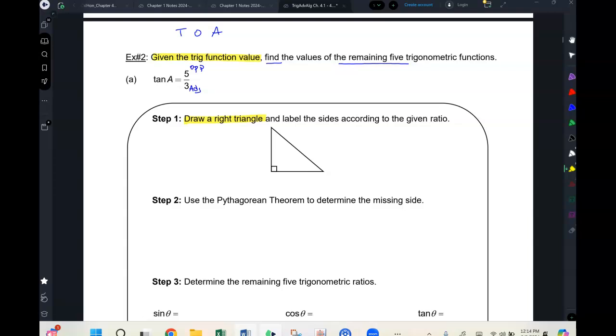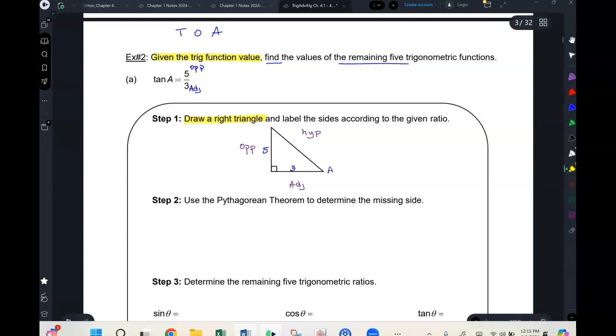So here's a right triangle. I'm going to make one angle A. It can't be the 90 degree. And of the other two, you can make whichever one you want A. Next, label the sides. This is hypotenuse. The vertical one is opposite. And this one is adjacent. Okay, now look at what I'm given. Tangent of A is 5/3. So 5 is the opposite. 3 is the adjacent. This is 5. This is 3.